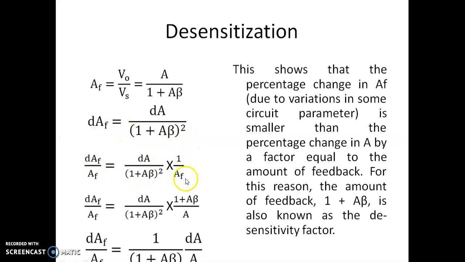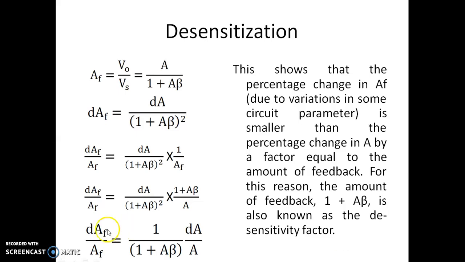Now you substitute what AF is here. You know that AF is A by 1 plus A beta, so we have replaced AF by this A by 1 plus A beta. So you end up with the final expression: dAF by AF happens to be 1 over 1 plus A beta times dA by A. So what is the actual meaning of dAF by AF equal to 1 over 1 plus A beta times dA by A? This is what is written here.